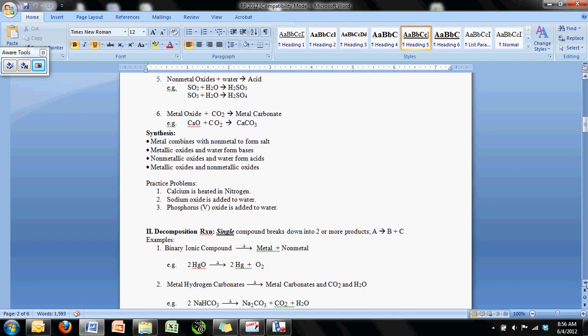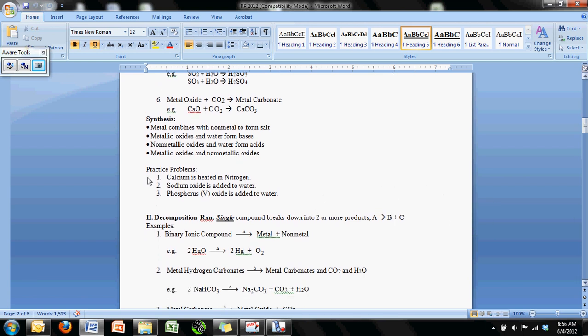Let's look at the third sample here. Phosphorus pentoxide, P2O5, is added to water. Again, this is a molecular compound, won't break, molecular compound, won't break. Now you have to think reaction prediction. When a non-metal oxide combines with water, it forms an acid. In this case, it will form phosphoric acid.